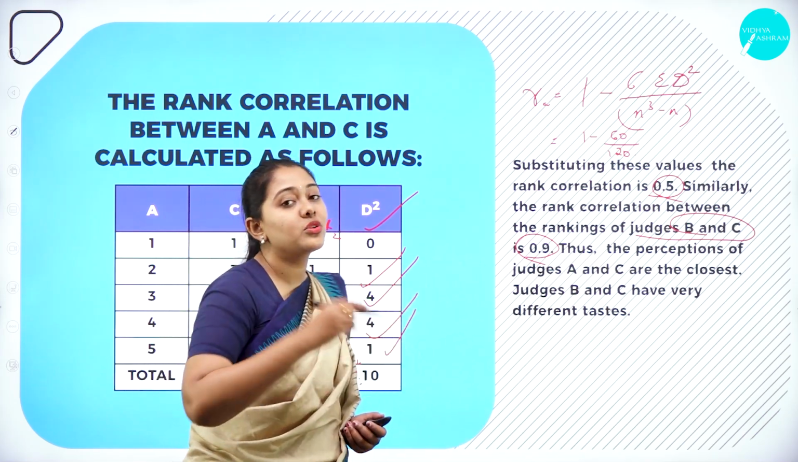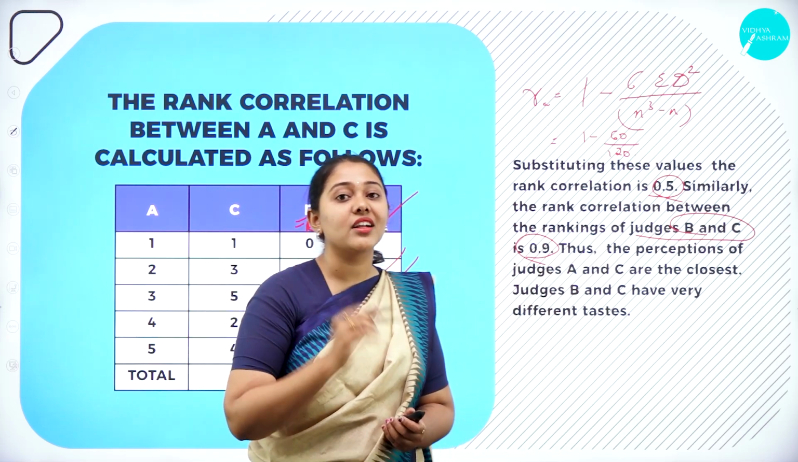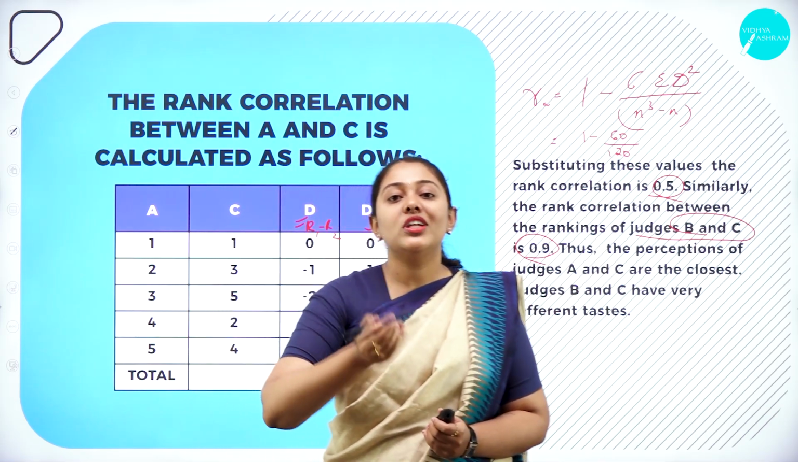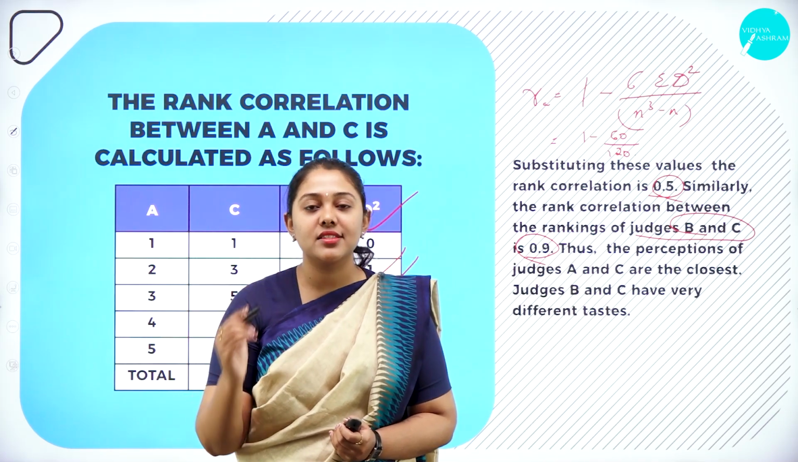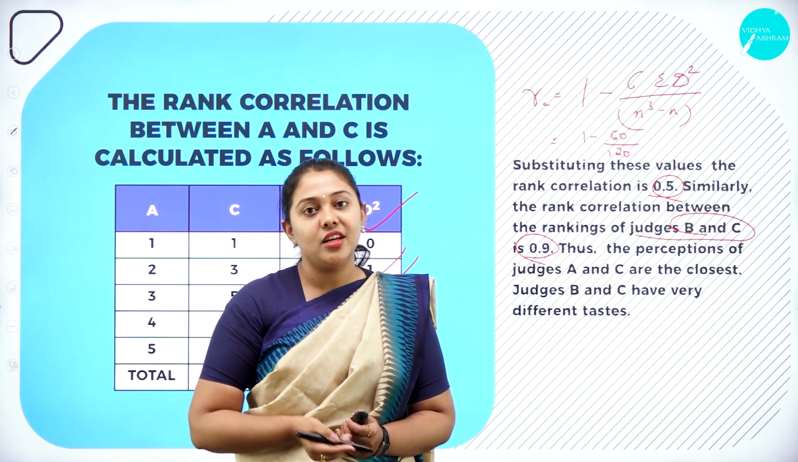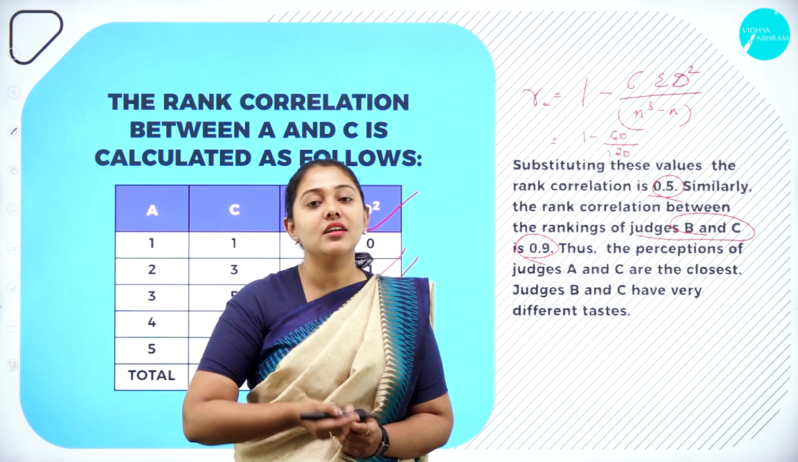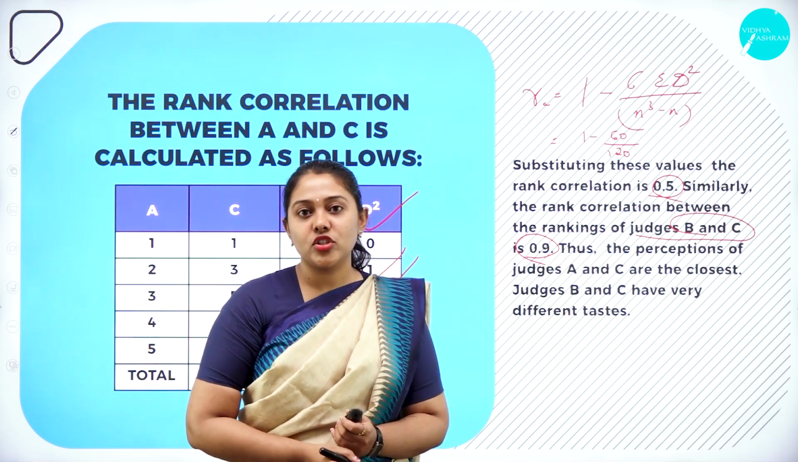So let us look into the interpretation. Substituting these values, we are comparing the beauty contest between the 3 judges A, B and C. Whose perception is similar to the other person's? So we are finding the relationship. They have given the rank. So what is the relationship we had?